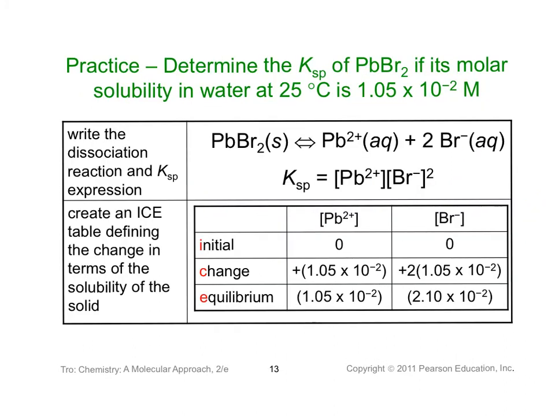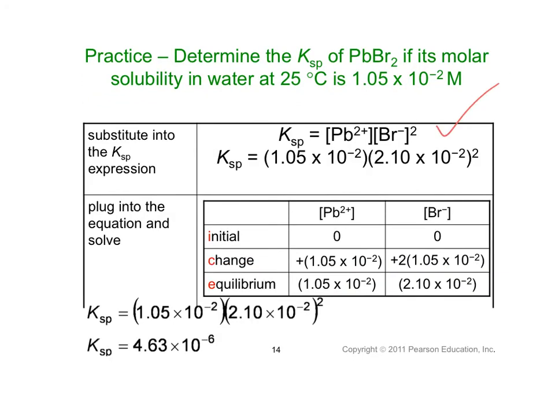We just did it quickly on that previous one, but here it is using the extended version with the ICE table. You get to these equilibrium conditions and plug them in. Here's the Ksp. Here it is plugged in, here it is solved. So we get a Ksp of 4.63 times 10 to the minus.